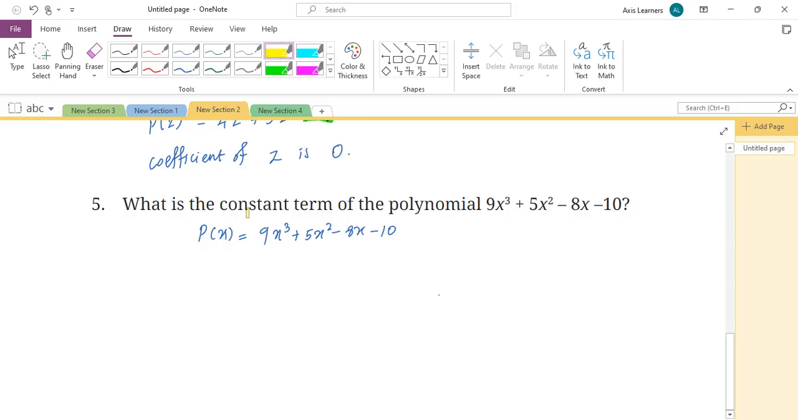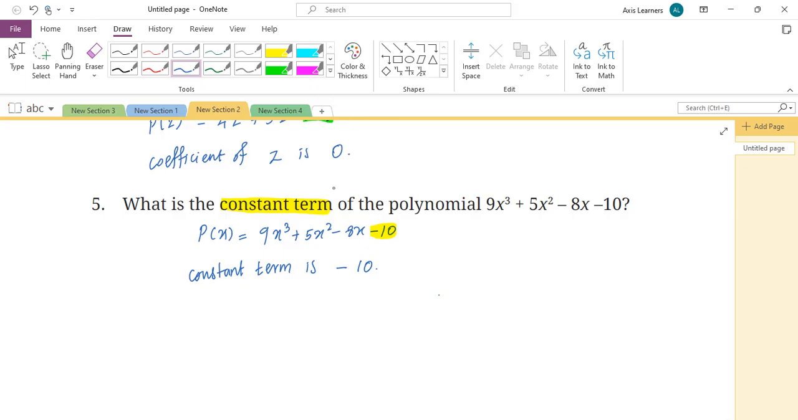Look at this. We need to find the constant term. Constant term means the term without x. So the term without x is minus 10. While writing it, we need to write it along with its sign. Okay. So what is the constant term? Constant term is minus 10.